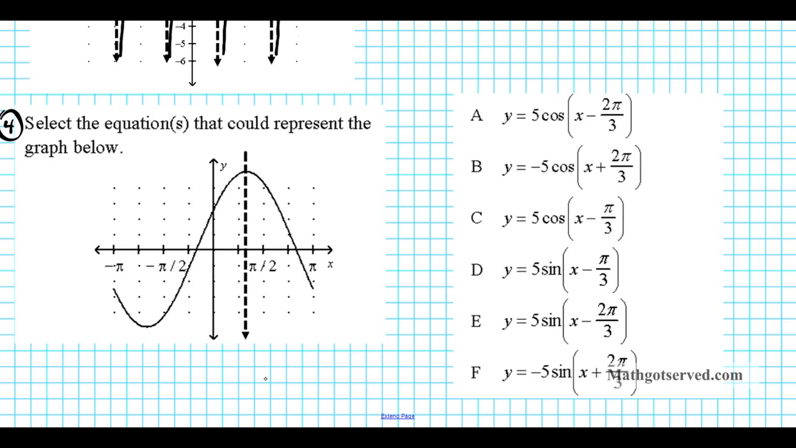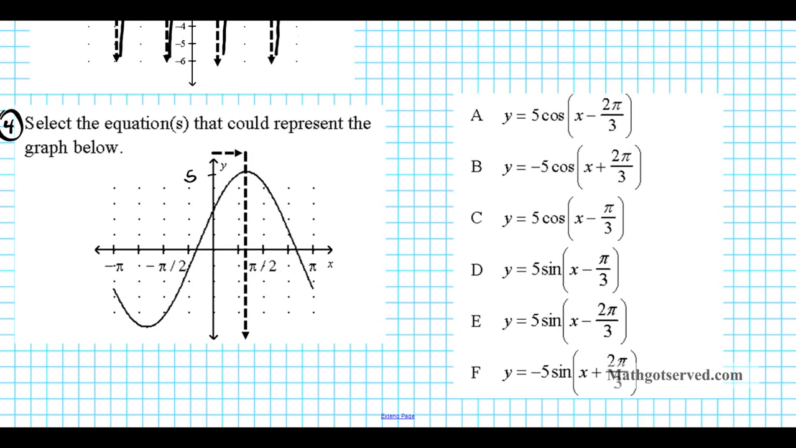This is your cosine function. Okay, so we know that that's a cosine function. 1, 2, 3, 4, 5. We know the amplitude is 5. It's positive because it starts from the maximum. If it were negative cosine, it would start from the minimum. Now the phase shift is the number of units that it's shifted to the right. So the question is, how many units was it shifted to the right?